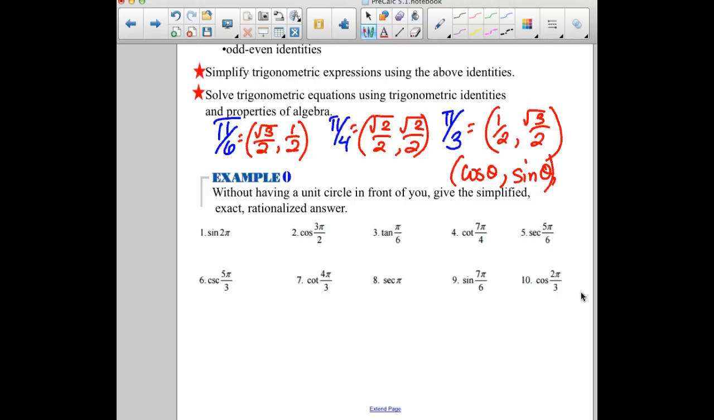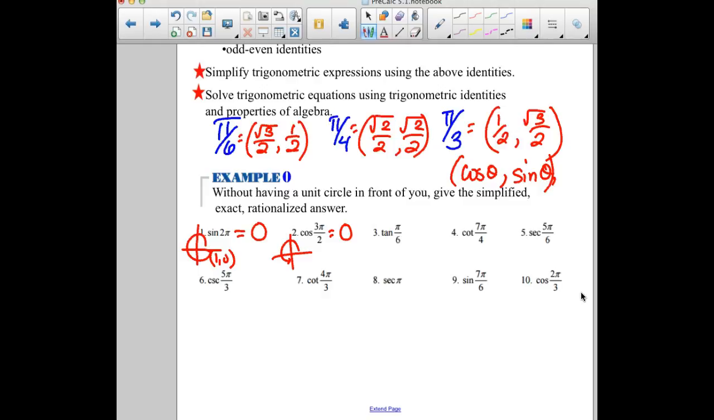So if I want the sine of 2 pi, I have to think of where I am when I go to 2 pi, and that would be all the way around and back to where we were at 0. That has the ordered pair (1, 0), so my sine would be 0. For the cosine of 3 pi over 2, 3 pi over 2 puts us here at either negative 90 degrees or positive 270 degrees. And the cosine would be our x-coordinate, which in this case would be 0.